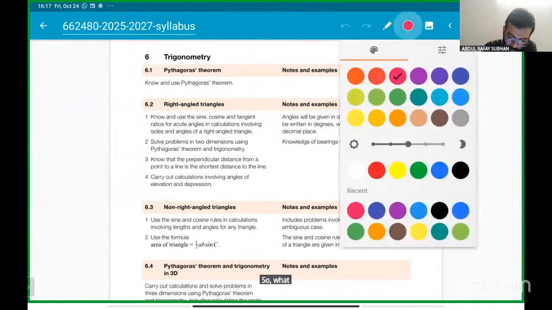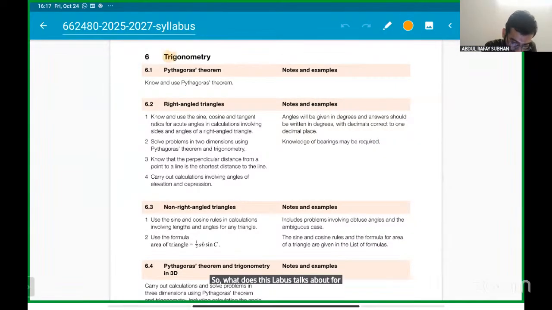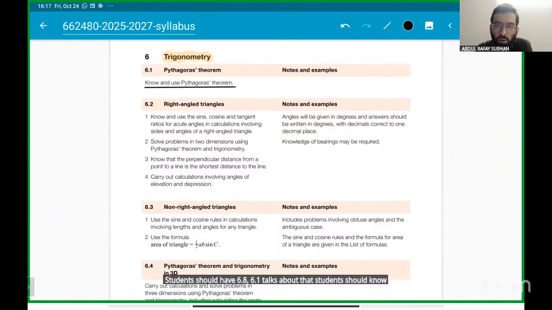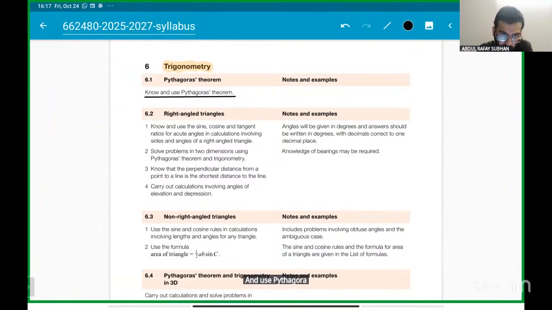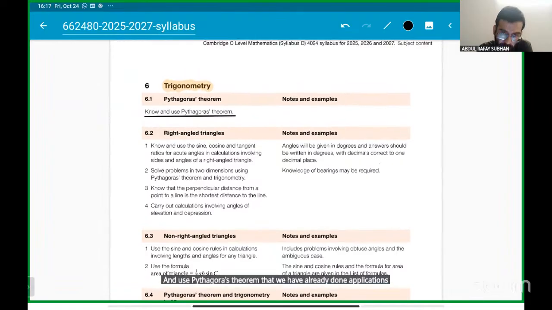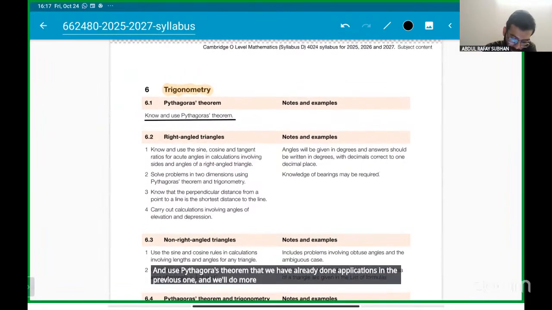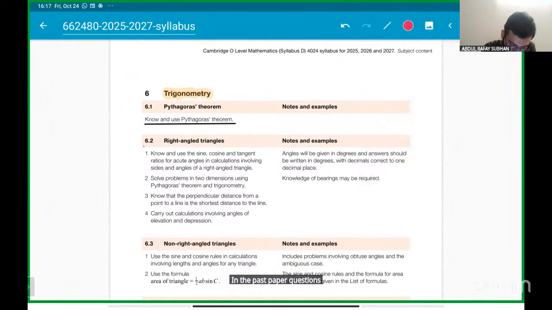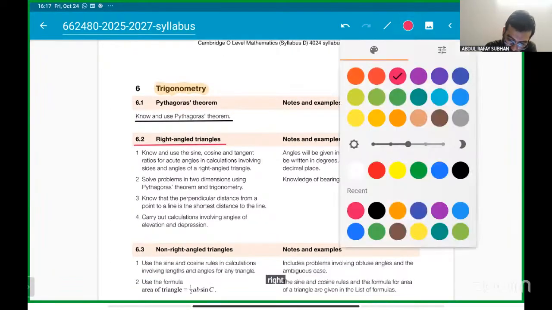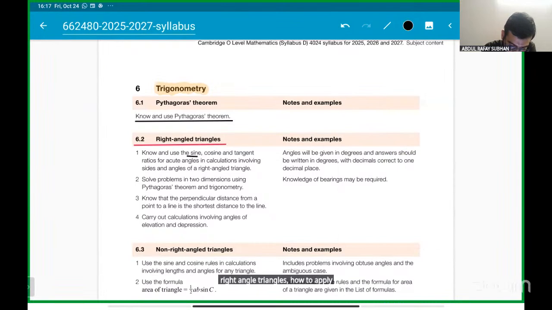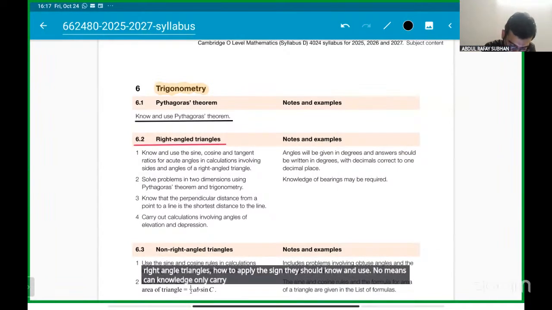So what does the syllabus talk about for the trigonometry that students should know? Students should know 6.1, which talks about using Pythagoras theorem, which we have already done with applications in the previous one, and we'll do more in the past paper questions. Then students should also know how to apply right angle triangles.